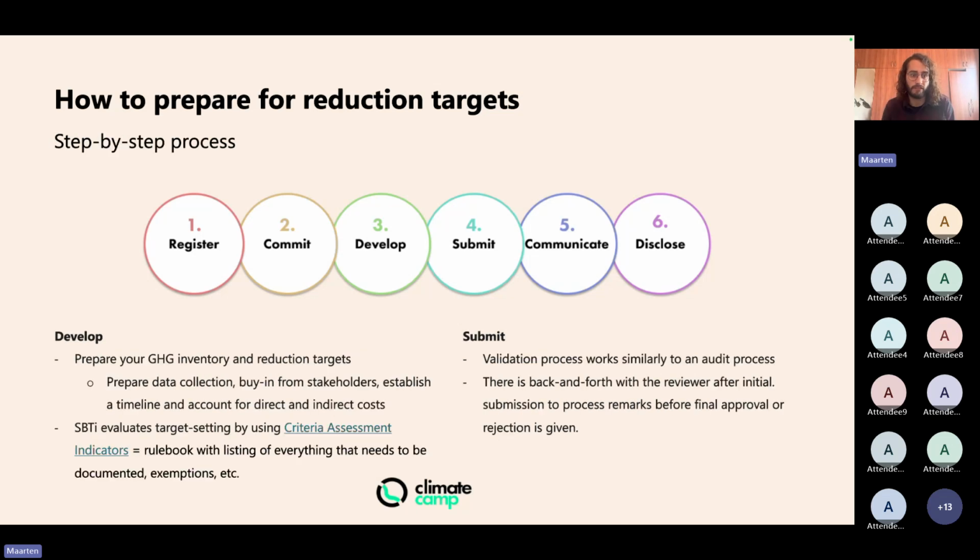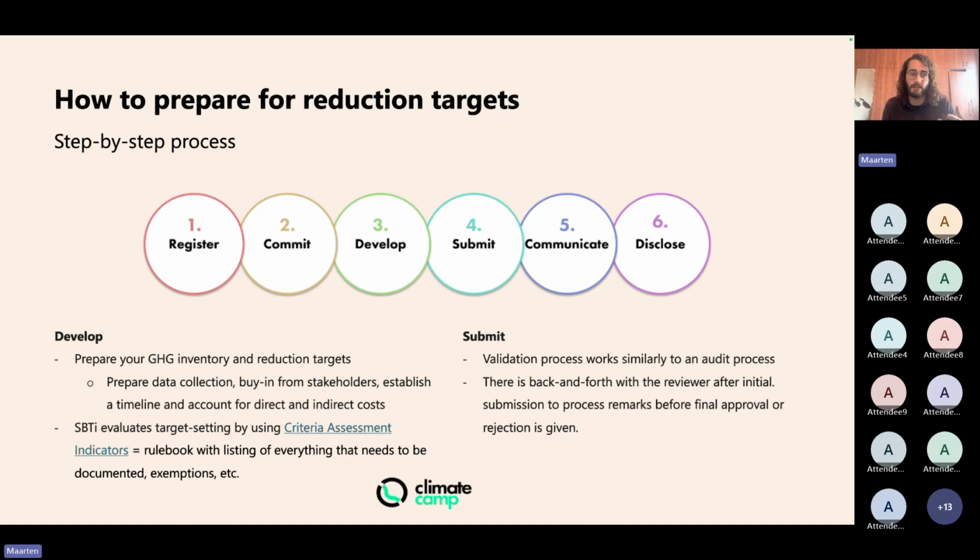Then you develop your targets. You need to prepare a GHG inventory. You need to prepare your targets, which means collecting data, getting buy-in from stakeholders, not only within your own company, but also in your value chain. Establish a timeline for delivering these results and account for the direct and indirect costs. Direct costs, I will come back to later.